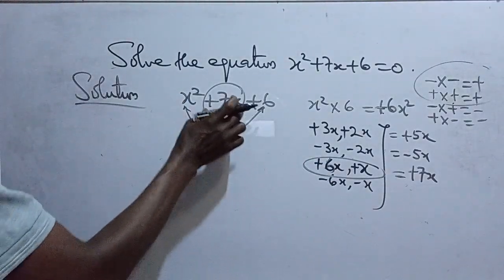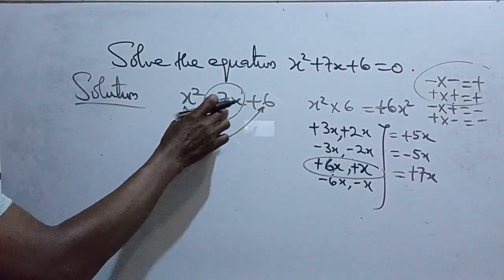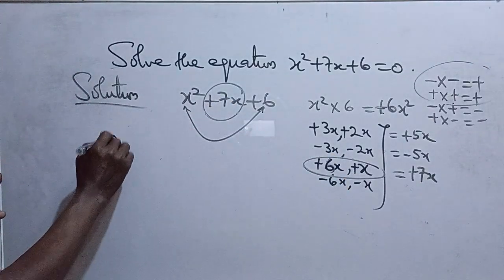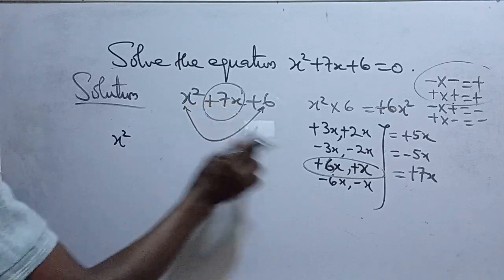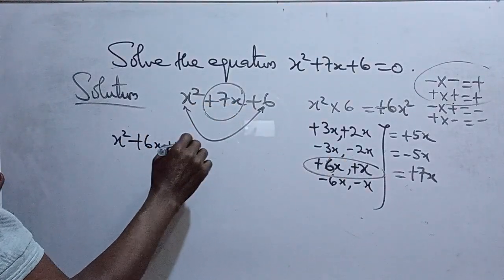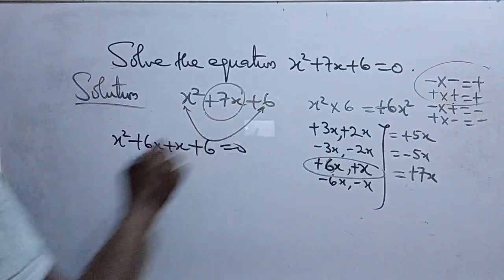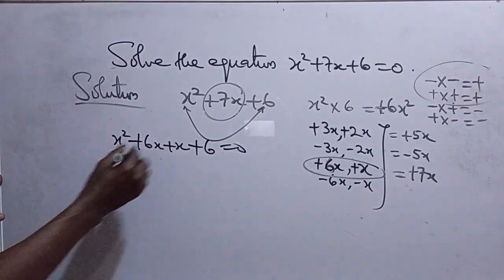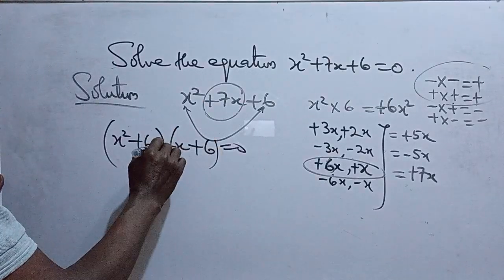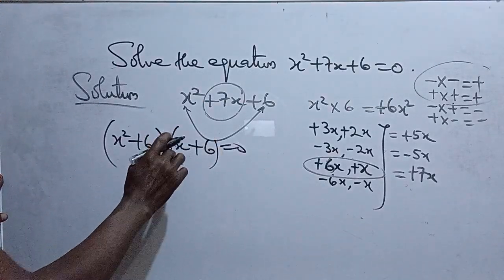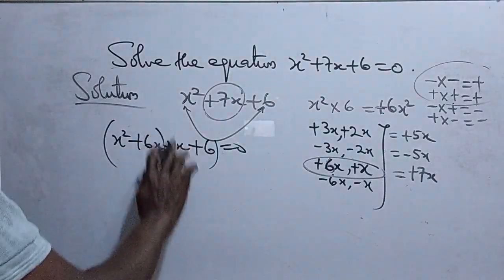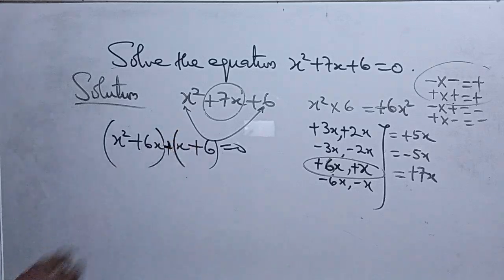So now you replace this 7x by plus 6x plus x. So we have x squared, and instead of plus 7x now, you write plus 6x plus x. Now plus 6 is equal to 0. Now pair them up. That's the essence of this particular thing that we are doing, just to make sure that we get four terms from this. Now, having gotten this, let's factorize completely.